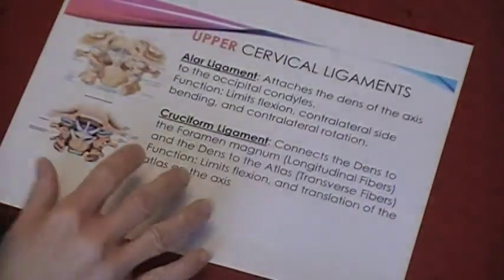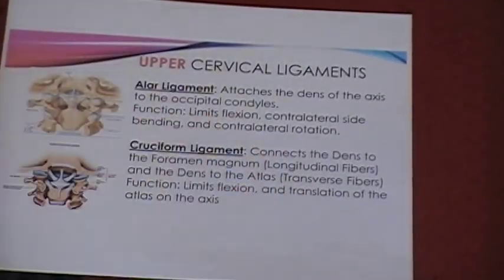All right, and then there are a couple of important ligaments in the upper cervical spine. So the first ligament is the alar ligament that attaches the dens of the axis to the occipital condyles. Hopefully you can see it in your PowerPoint; it shows up a lot better than in this picture. And the function of the alar ligament is to limit flexion, contralateral side bending, and contralateral rotation. So that would be opposite side bending and opposite side rotation.